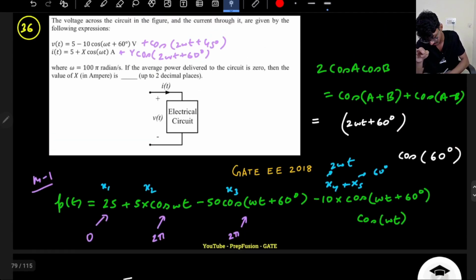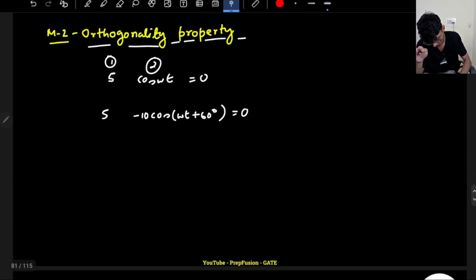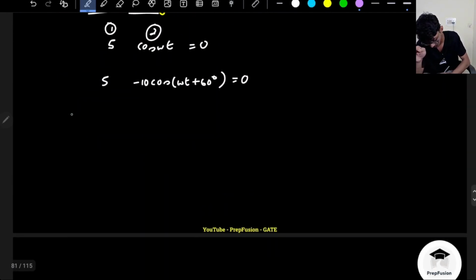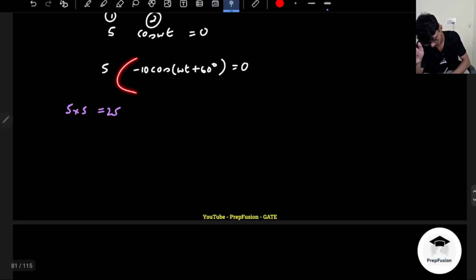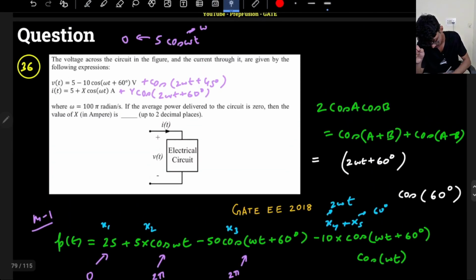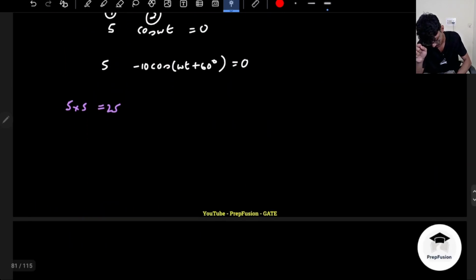So what is the constant term here? Power will be due to 5 into 5. That is the DC power, that is V into I, that is 25. And what is the other power? The other power is due to this component, minus 10 cos omega t plus 60 and x cos omega t.